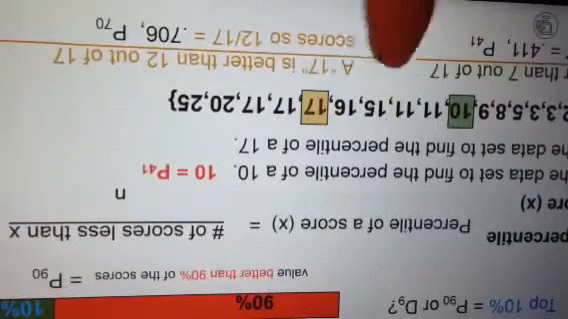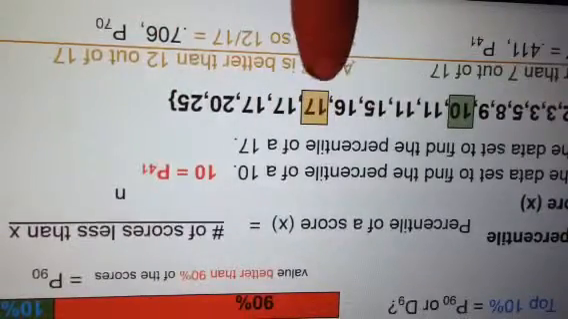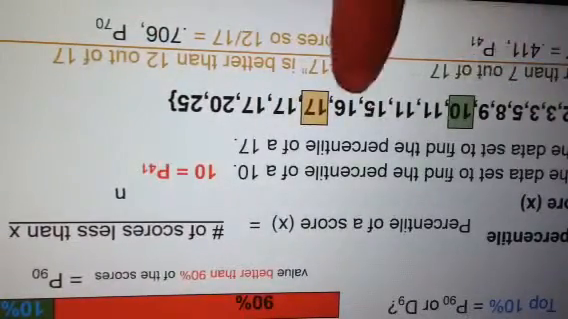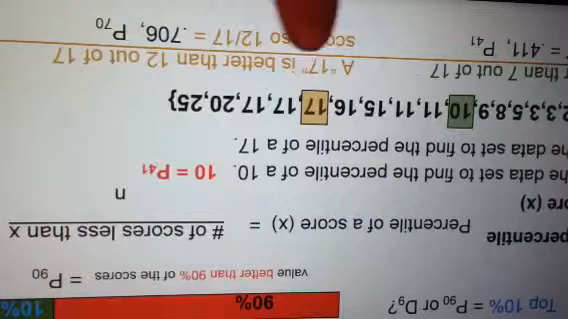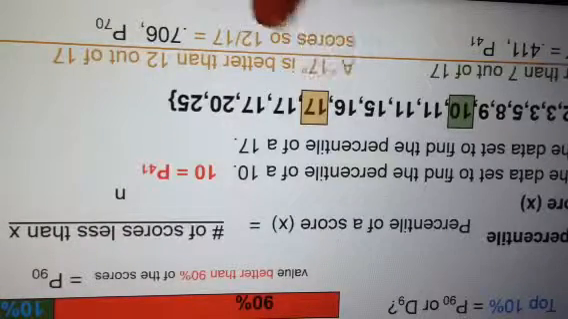Use the data set to find the percentile of 17. So 17 is here. If we count, there's 12 here. So 12 out of 17 scores. So 0.706 or P70.